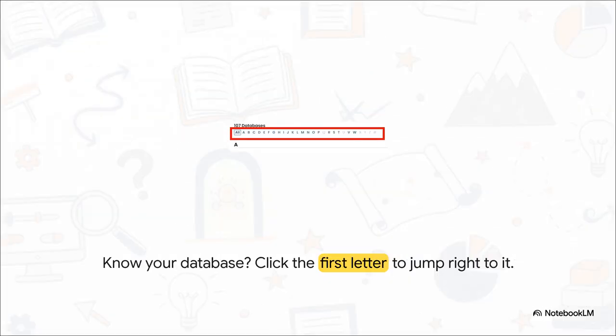Now, if your professor gave you a tip and told you exactly which database to use, like say, you need to go to Academic OneFile, then you can use this simple A to Z list. You just click the letter A, and boom, it zips you right down the page to all the databases starting with A. Super simple, super fast.